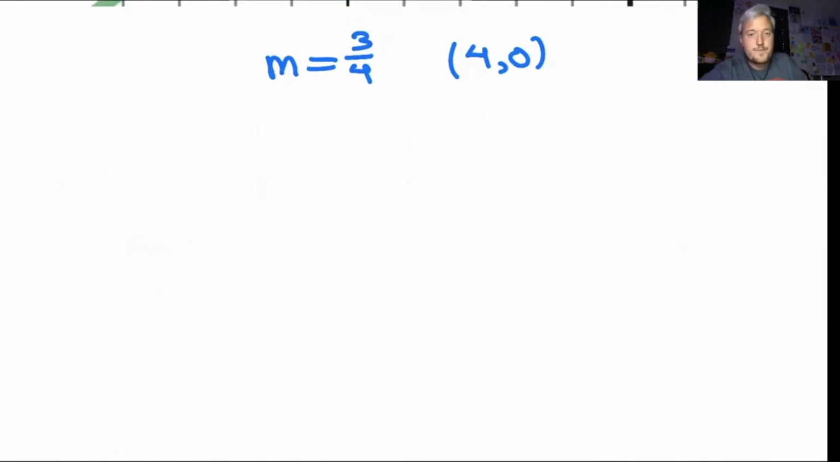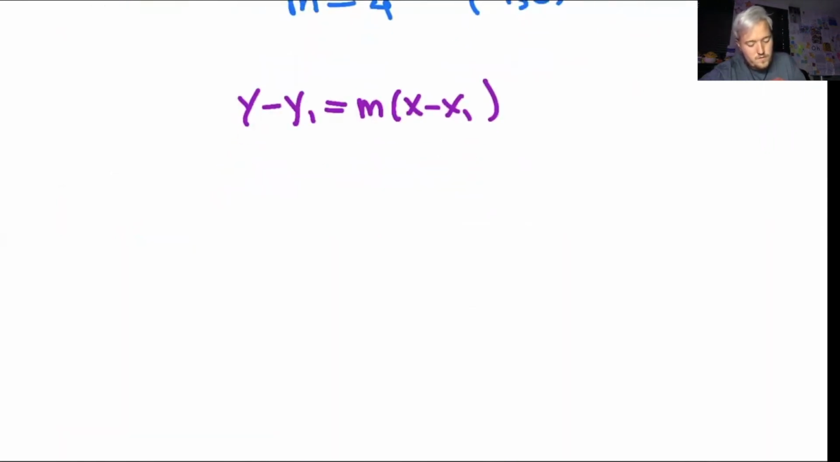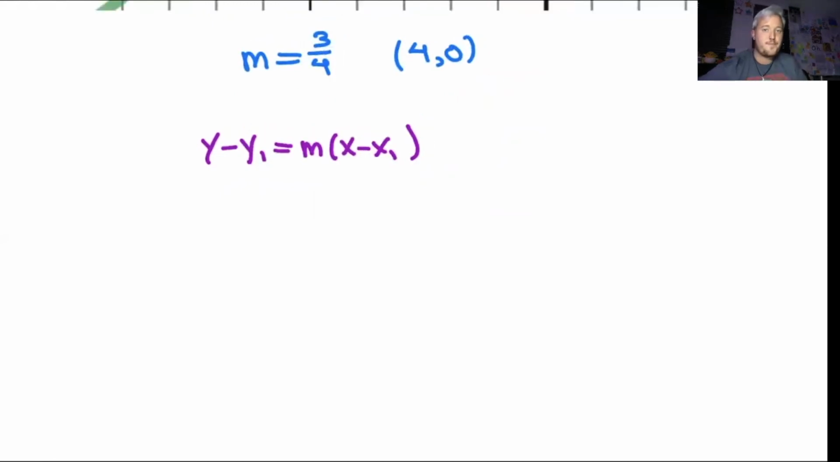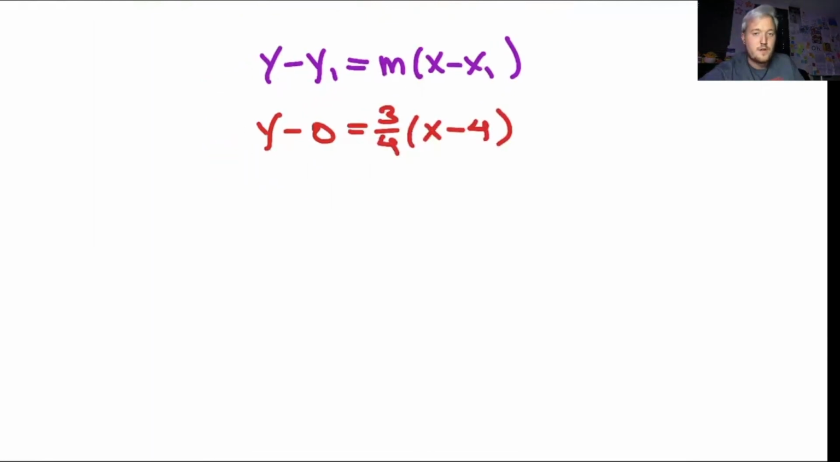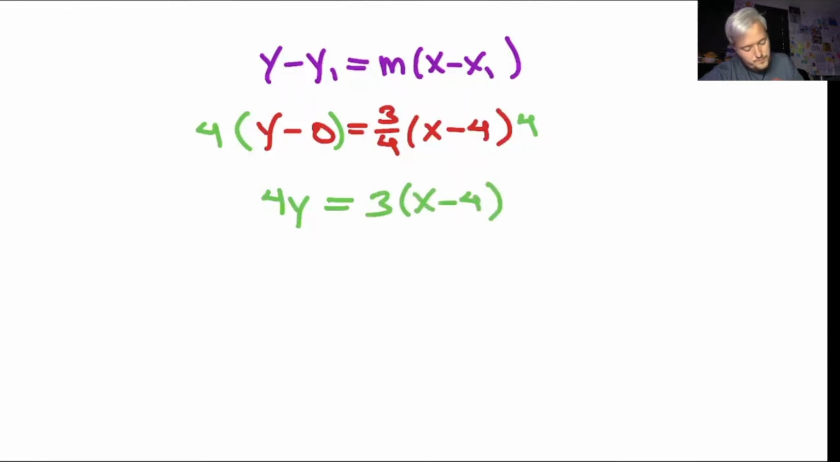Now for the fun part. All right. So I'm going to plug in. For my y1, plug in 0. So y minus 0 equals 3/4 times x minus 4. Because I'm dividing by 4, I'm going to multiply by 4 on both sides. Okay, so y minus 0 is just y. So 4y equals 3 times x minus 4.